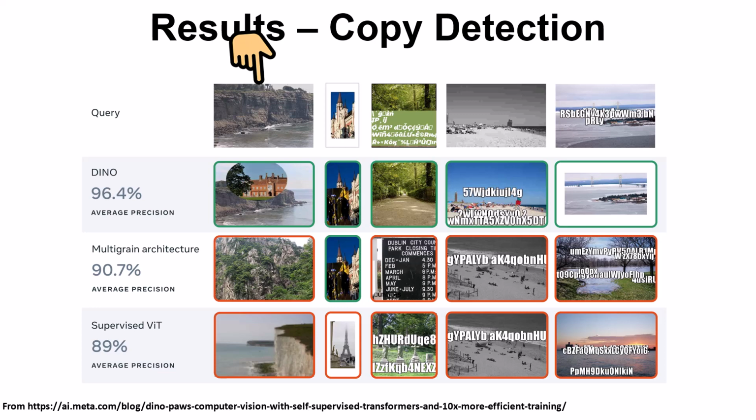And DINO can correctly find the other image, which is kind of distorted by adding the circular image of the other one. But the other architectures, like multigrain architecture or supervised vision transformer, cannot really find a copy. And in other cases, we can see the same thing. For example, at the third column, when we have an image with some distorted text, DINO knows where to focus on. So it doesn't focus on the text, and it can correctly find the actual image. But since the other methods do not have that advantage, when we look at the result, they just retrieve some images from some text, and they do not care about the actual image.